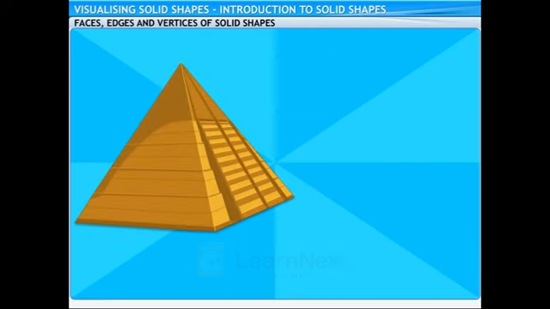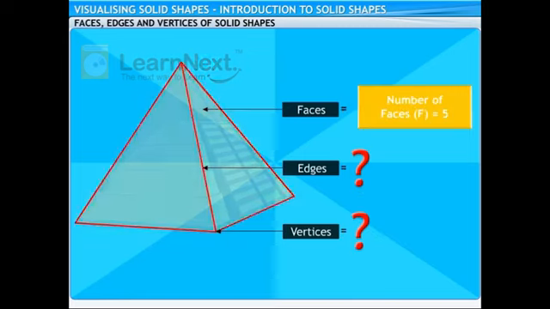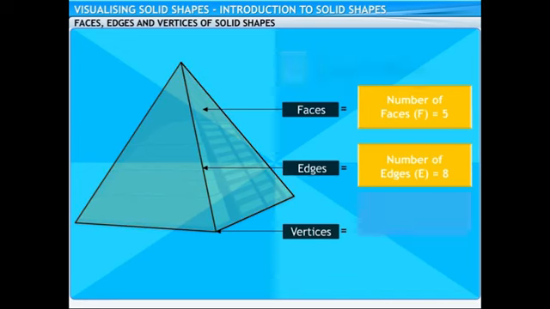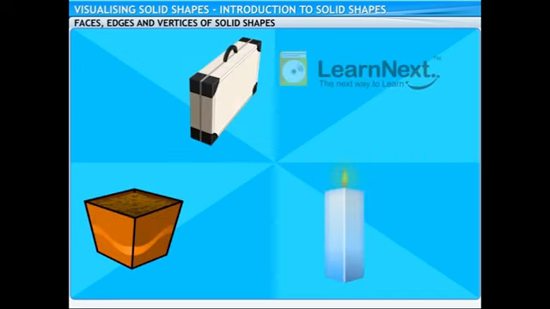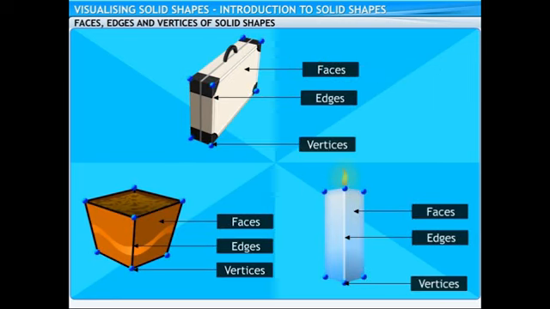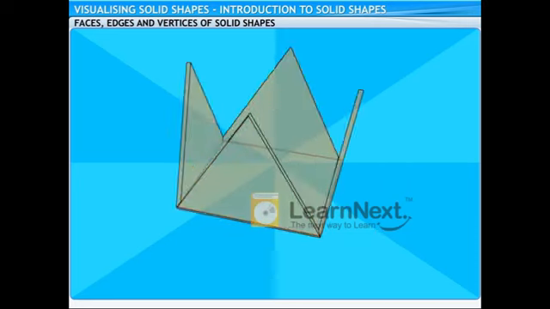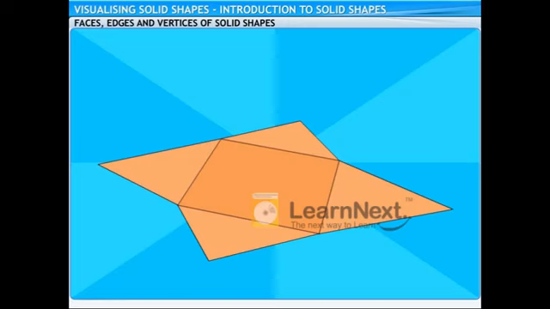Now, look at the square pyramid given here. How many faces, edges, and vertices do you think the pyramid has? We can see that it has 5 faces, 8 edges, and 5 vertices. Similarly, we can count the faces, edges, and vertices of other 3-dimensional figures. Did you notice that the 3-dimensional pyramid is actually made of 2-dimensional faces? The pyramid here has 4 triangular faces and a square base, which are all 2-dimensional figures.